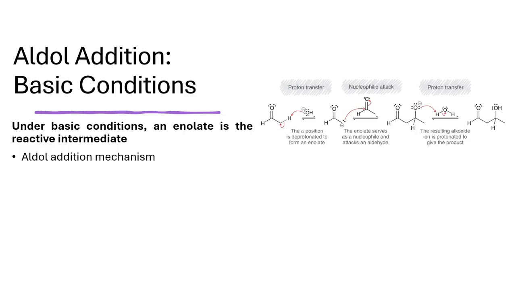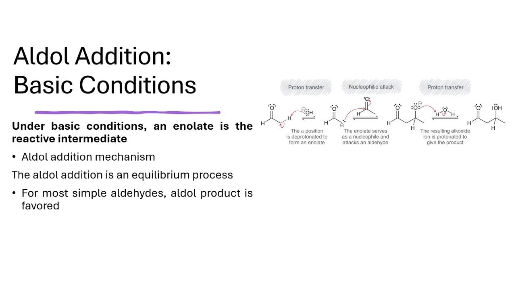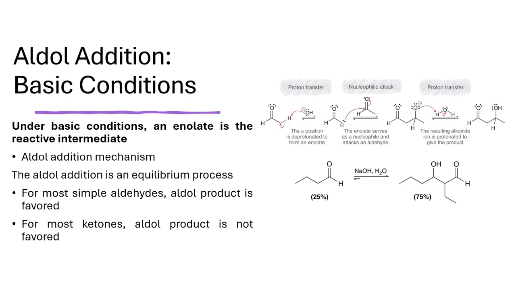The aldol addition is an equilibrium process. For most simple aldehydes, the aldol product is favored. Most of the product will be the aldol product, as shown here in this example. For most ketones, the aldol product is not favored, and we'll see then the ketone is favored.